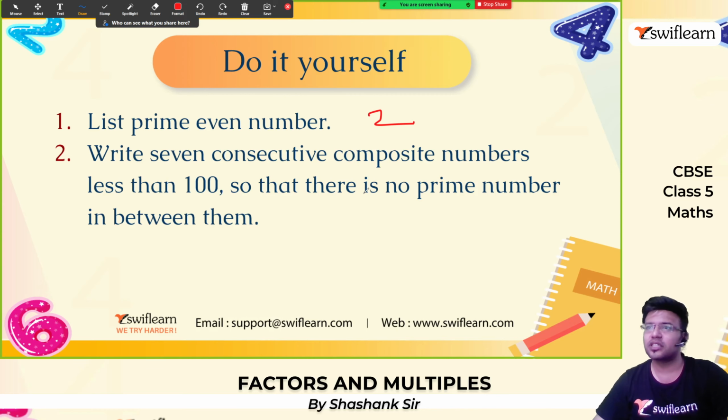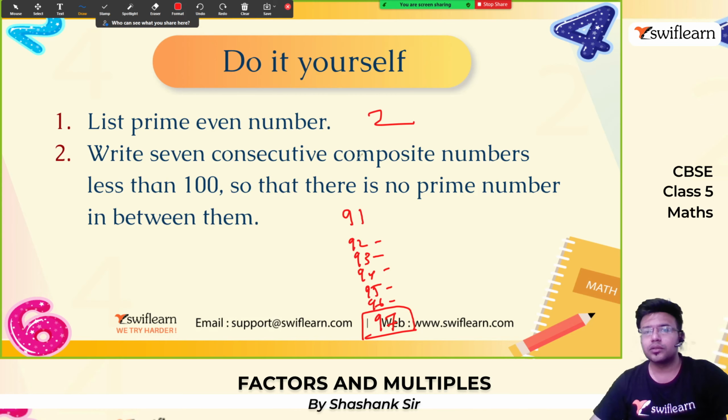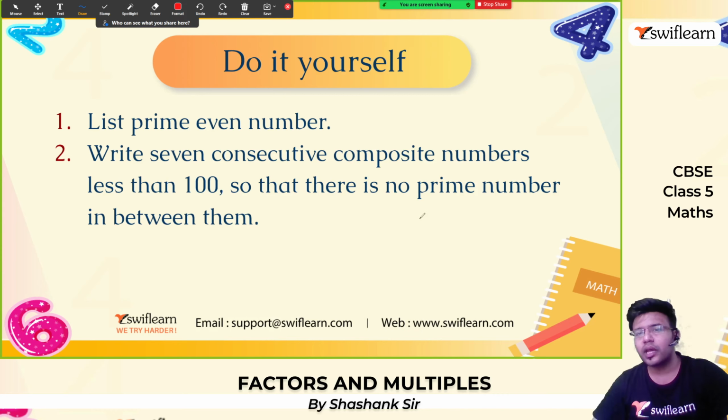So write 7 consecutive composite numbers. The first list does not have them, so 91. Okay, this is a composite number. 92, 93, 94, 95, 96. What about 97? Can we divide 97? No. So how many do we have? 1, 2, 3, 4, 5. Once 5 came, 97 is a prime number. Okay, so not this. What about 81?